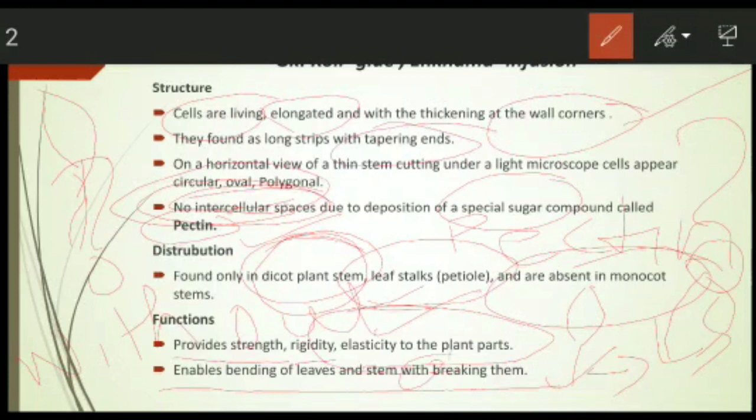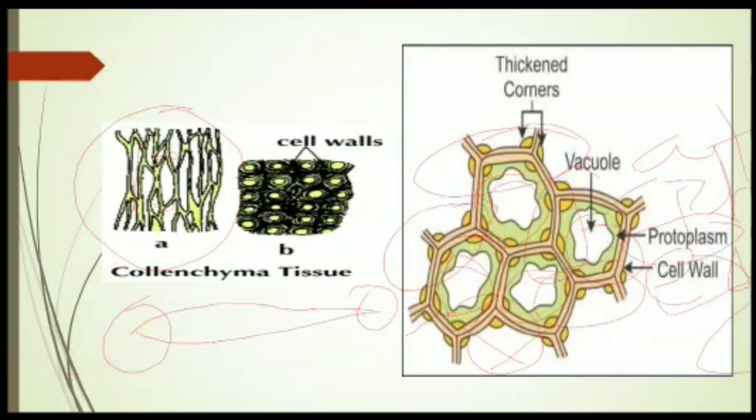Elasticity means flexibility. The collenchymatous tissue makes the plant more flexible to withstand high storms and winds. You will see the plants or the trees, they will bend, they will move, but they will not break down. Their parts do not easily get broken down.